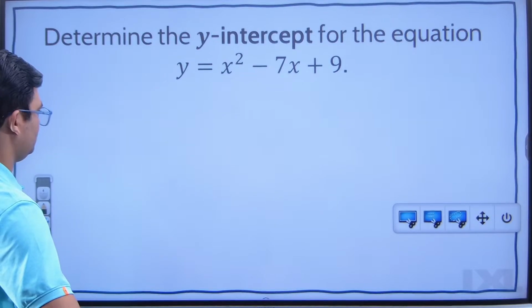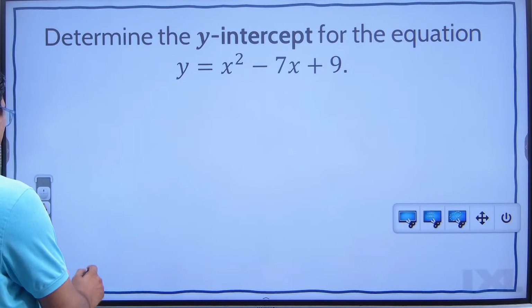Let's start by finding the y-intercept for the equation y equals x squared.